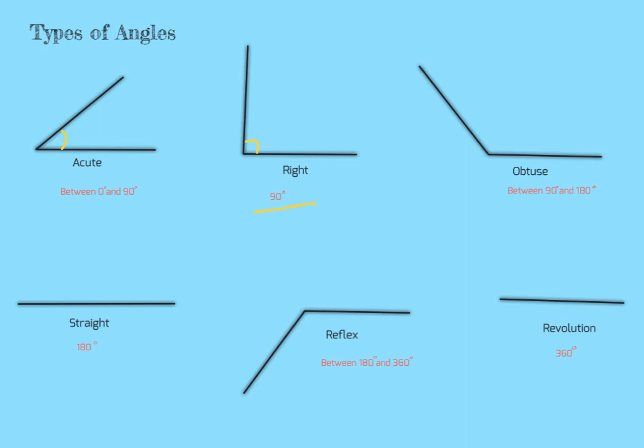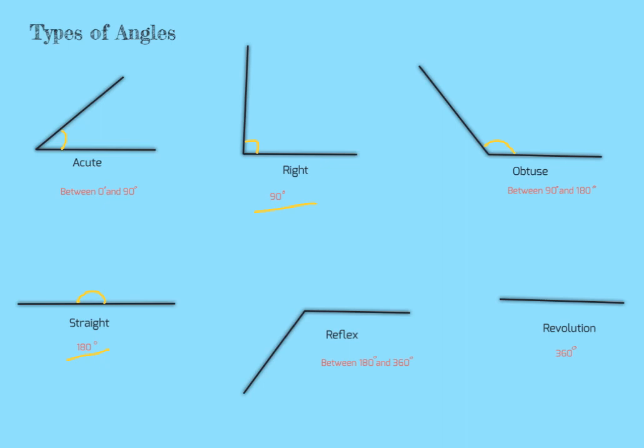Obtuse angles are bigger than 90 degrees, but they're smaller than 180 degrees. So they're anywhere between 90 and 180. They could be 100, they could be 120, anything like that. So they're bigger than a right angle, but they're smaller than our next one here, which is our straight angle. Now this is just a straight line. That's exactly 180 degrees. Now this one you definitely see in real life all the time as well. Any straight line that you see is a straight angle, 180 degrees.